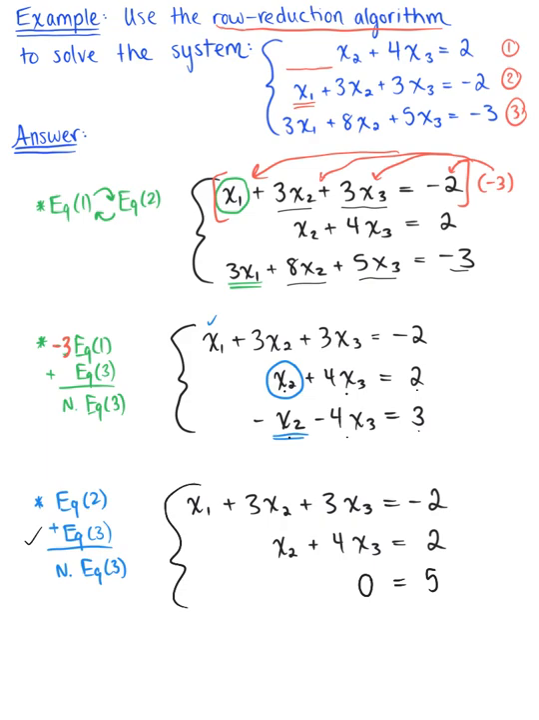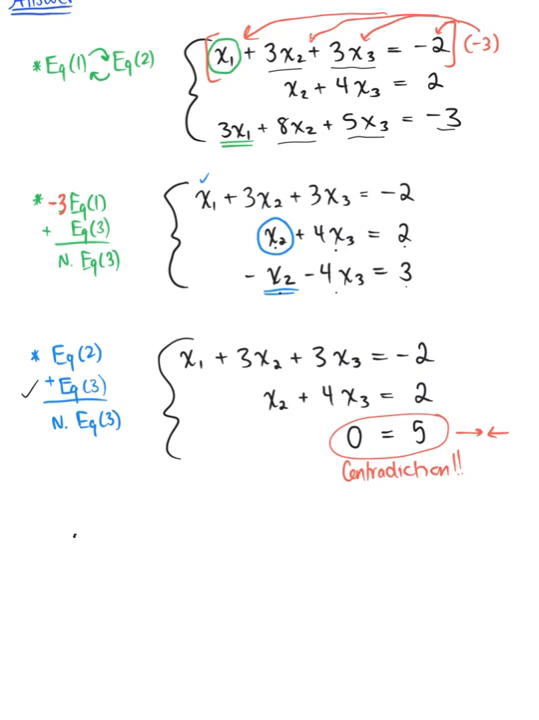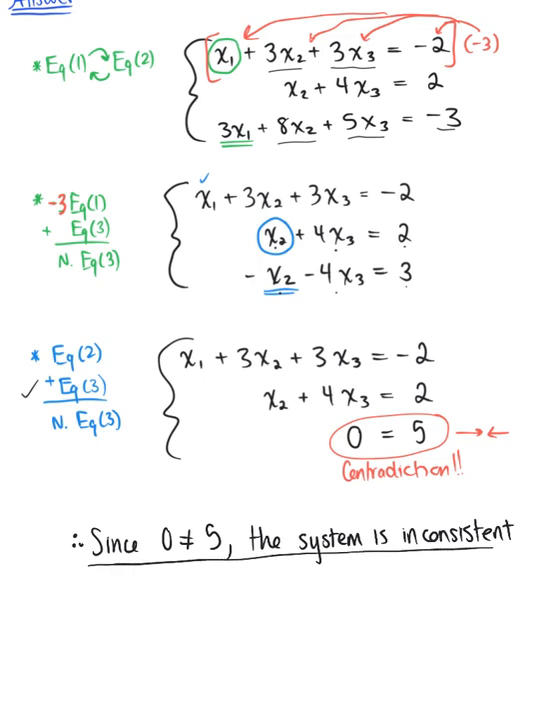And hopefully you're feeling uncomfortable. Looking at this, we think to ourselves, wait a minute, 0 is never equal to 5. And you're absolutely correct. This is a contradiction. So, what does this tell us? Well, this tells us that the system is inconsistent. Since 0 is never ever equal to 5, this linear system is inconsistent. And what does a system being inconsistent tell us? There's no solution. So there is no solution to this linear system. And this is our beautiful final answer.